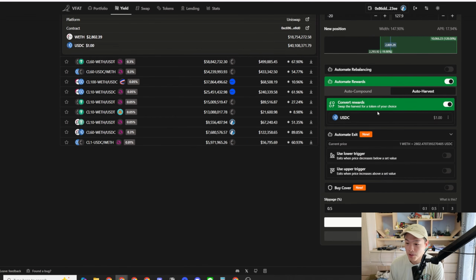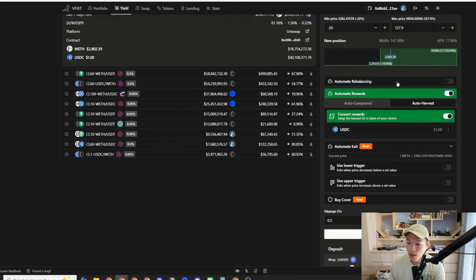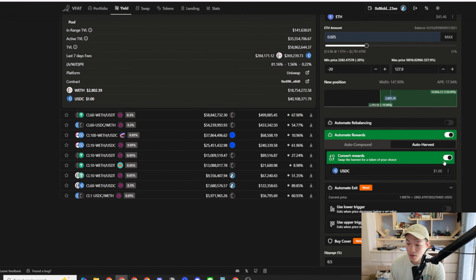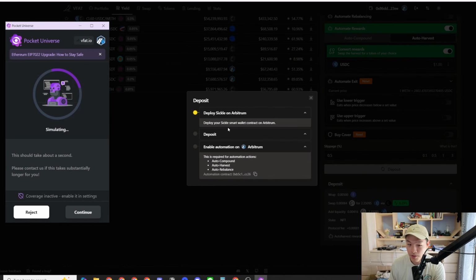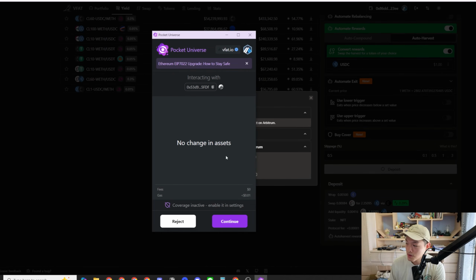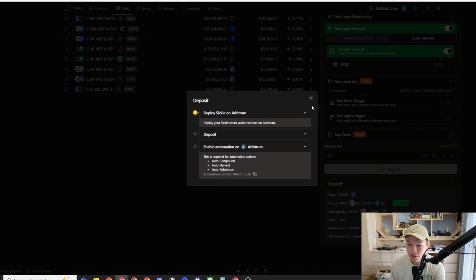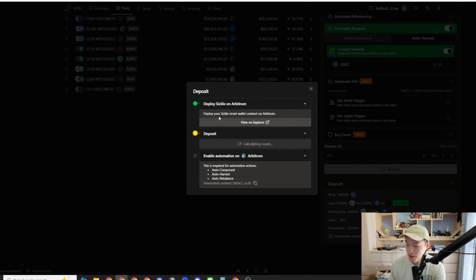And if I'm happy with my choice, for example, I want automated reward with auto harvesting, and then my max price to be roughly 10,000. If I'm happy with that, I would hit deposit. I have Pocket Universe extension for an added layer of protection. I hit continue and then I hit confirm. So this is actually deploying a fresh contract that is used to basically manage your position on Arbitrum. So I haven't deposited any funds yet.